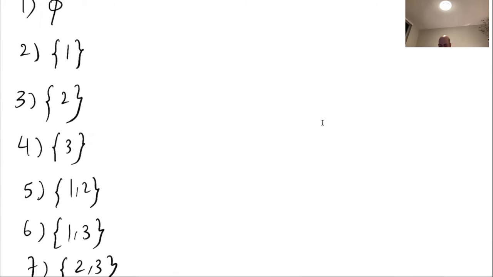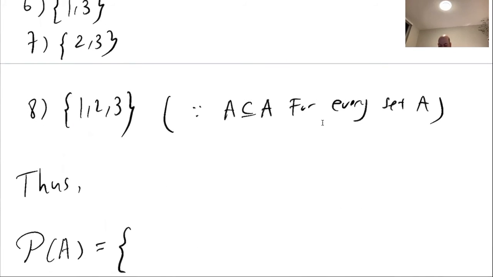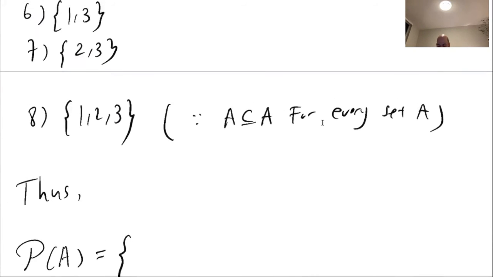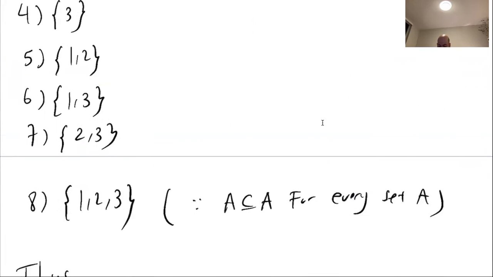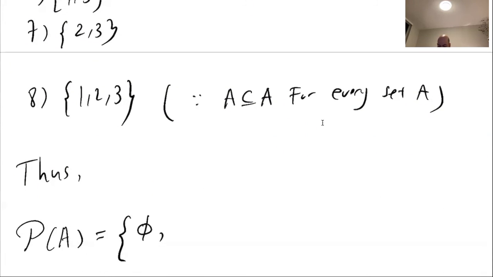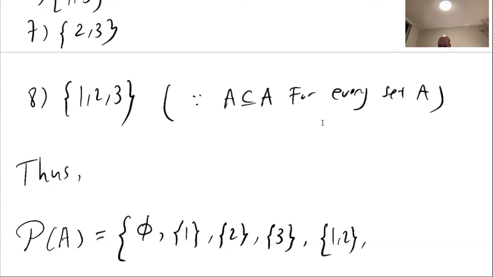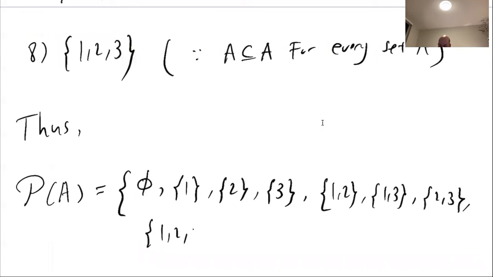Because it's a set of subsets, I have to use the set notation. Then I have to include all these 8 subsets, which are going to be phi, and then the next one is going to be {1}, {2}, {3}, {1, 2}, {1, 3}, {2, 3}, and {1, 2, 3}.